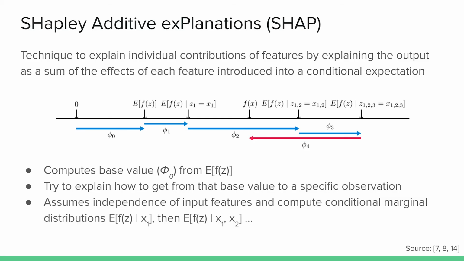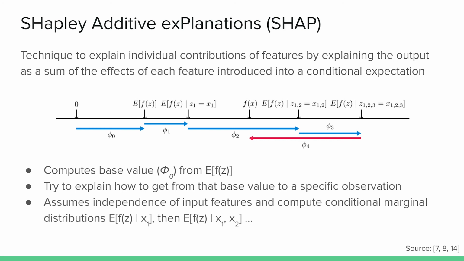We would like to have this prediction, because some medication can actually take some time before it becomes effective. So that's the initial problem that they were facing, and here they want to understand how each feature that they monitor and that they know about a patient adds up to the final prediction of a model. It's a technique to explain exactly those individual contributions by explaining the output as a sum of the effects of each feature introduced into this conditional expectation.